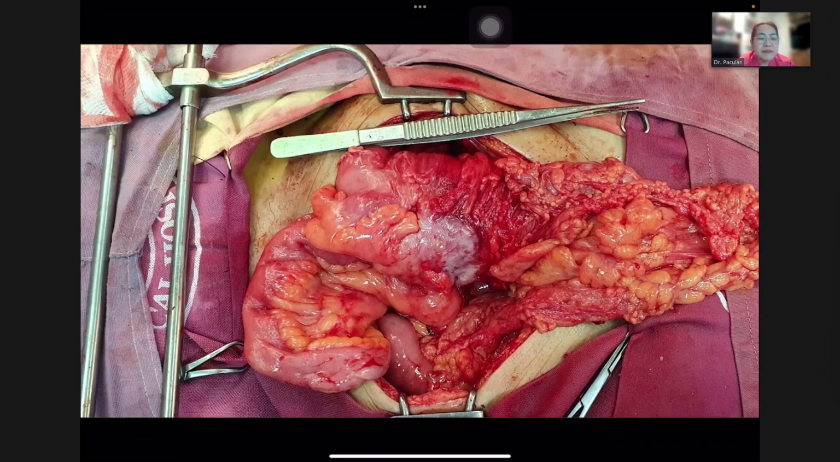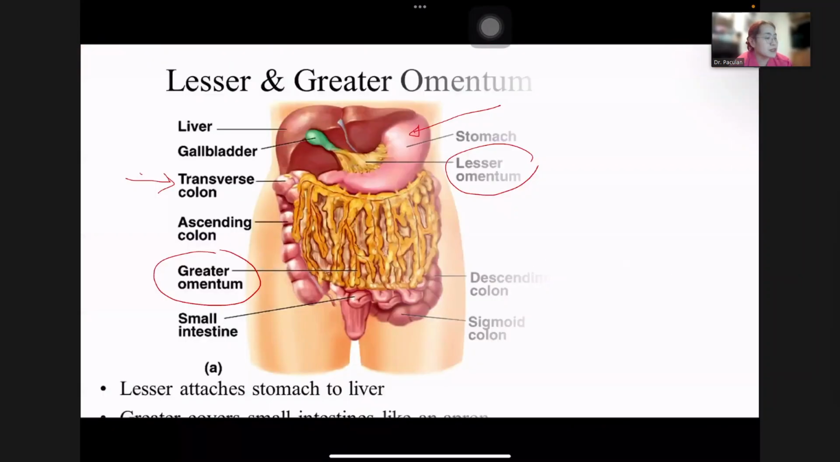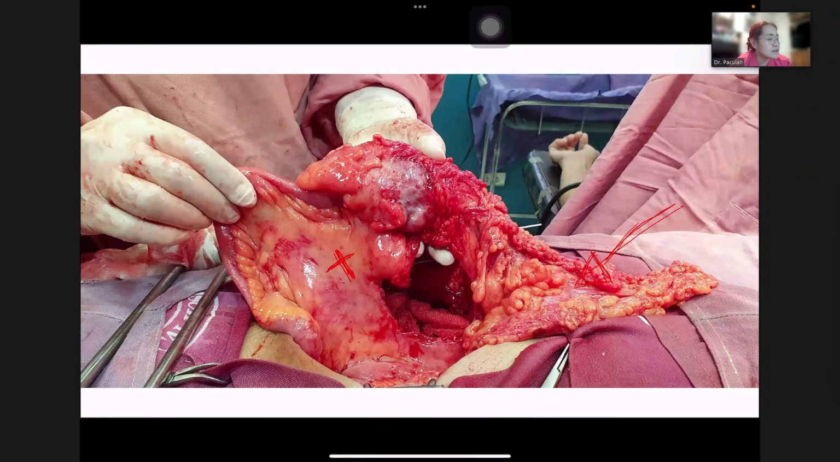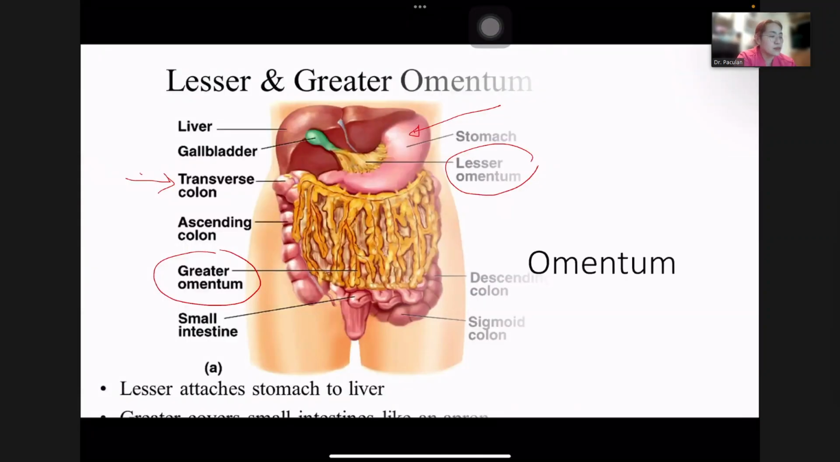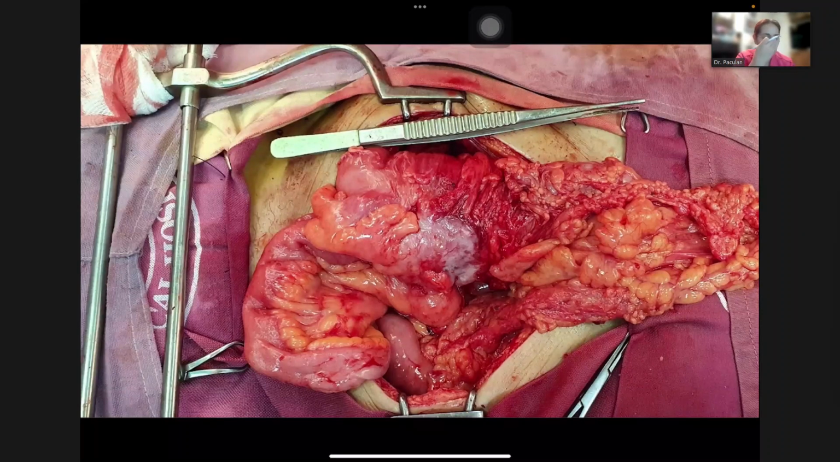Ano ba yan? Oh, this is the same image that I showed you. Pero parang mas maganda to. Yan. That is the greater omentum. Do I have a photo of the lesser omentum? Wala. Wala akong photo ng lesser omentum. But I will show it to you during the gross lab.